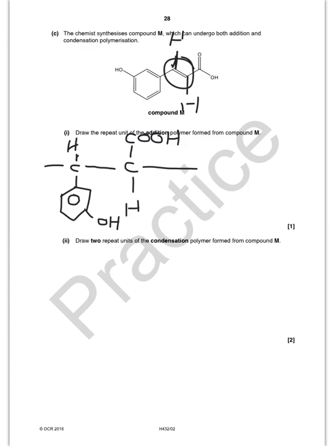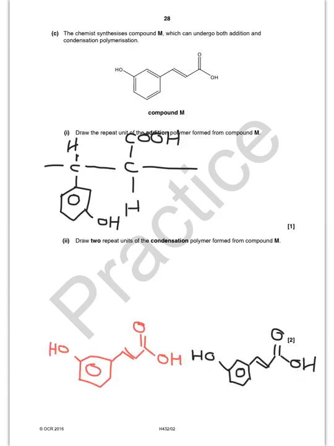Okay, of the condensation polymer, that's going to be quite tricky. So I'm going to draw it and then it will appear in a minute. Right, so it wants me to do two repeat units. So I've drawn two molecules of compound M and it's going to make a polyester. So what I've done is I've set up the alcohol and the acid nicely to do that. And then we're going to eliminate water.